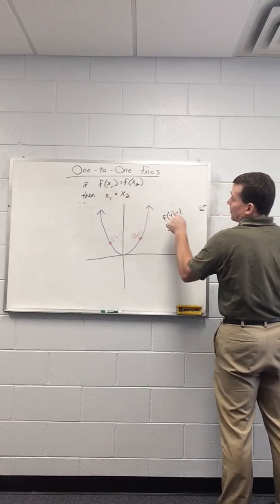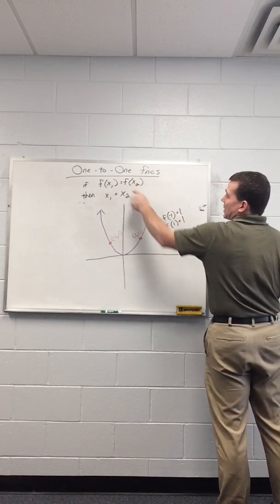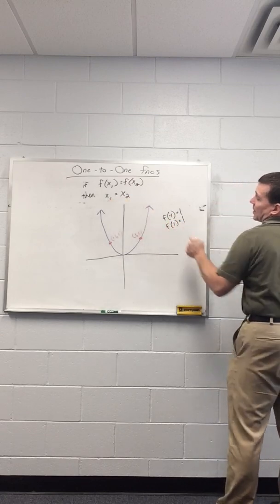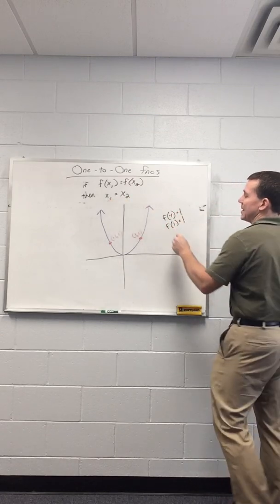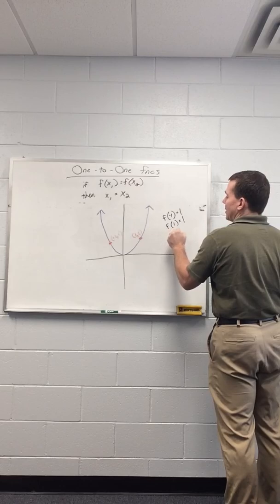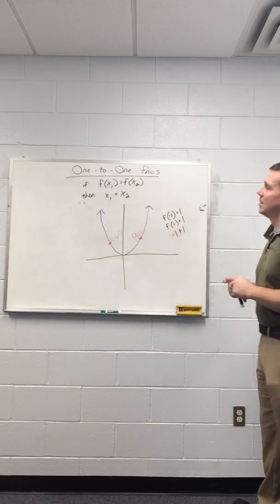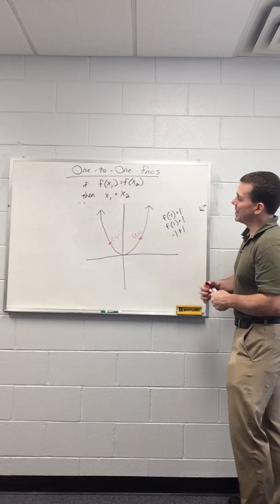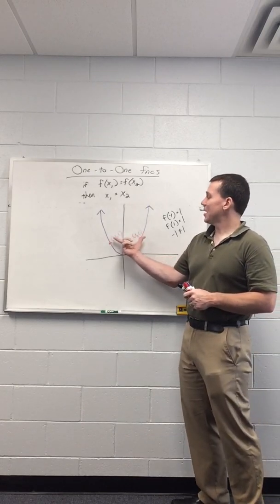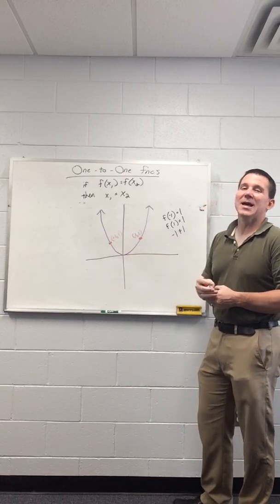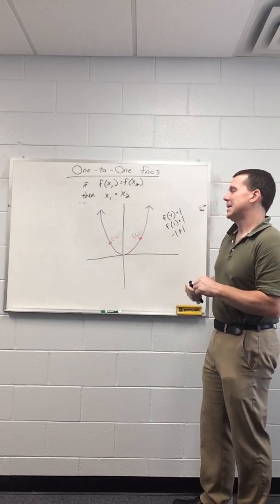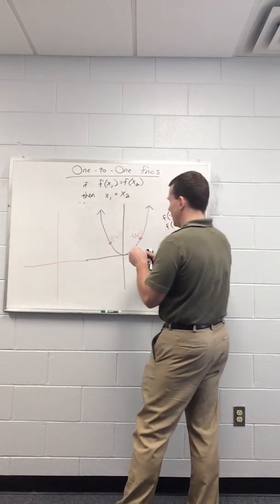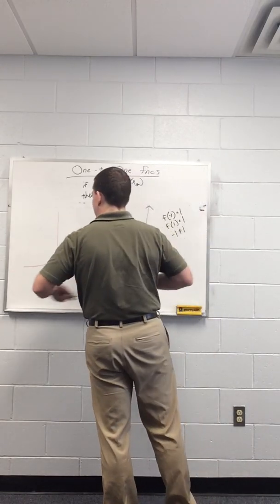So f of x1 equals f of x2. But in this case, x1 and x2 are not the same. -1 doesn't equal +1. Which means this function is not one-to-one. If it was, anytime you have 2 points that have the same function value, they have to be the same point, which seems bizarre, but if we look at another graph, we'll go with the cubic function.